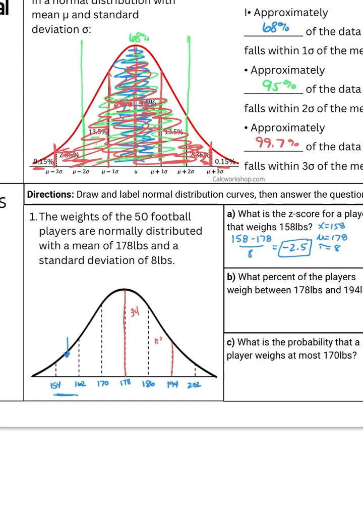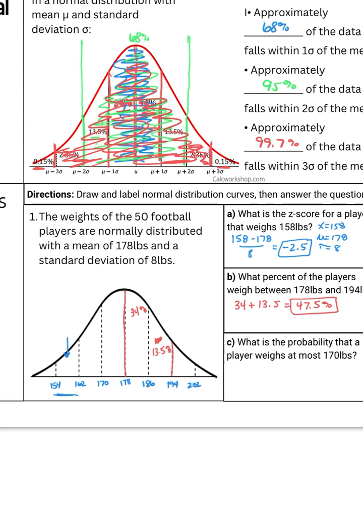Oops, let me erase it. So 13.5. So I can just add those two percentages together. So 34 and 13.5 is 47.5%. So we're measuring in percents here, so make sure you put the percent on the end.